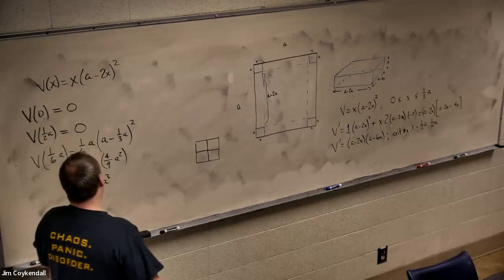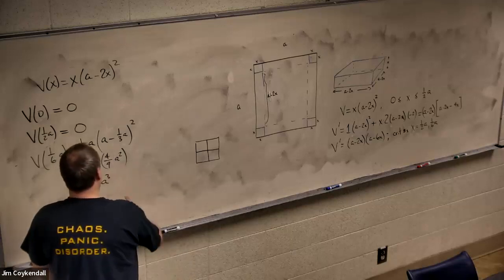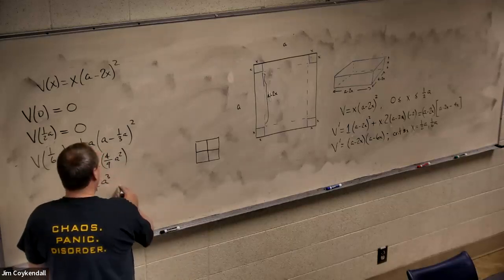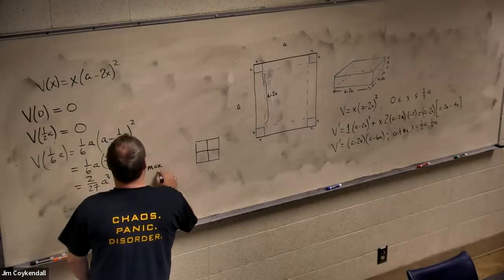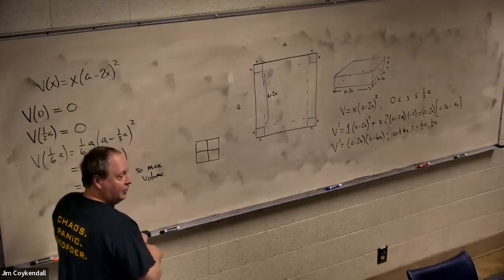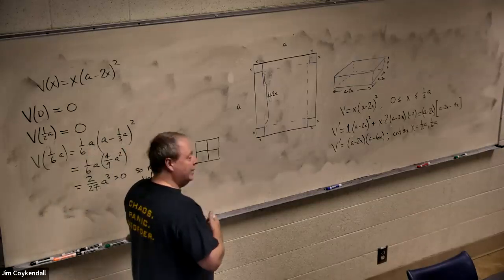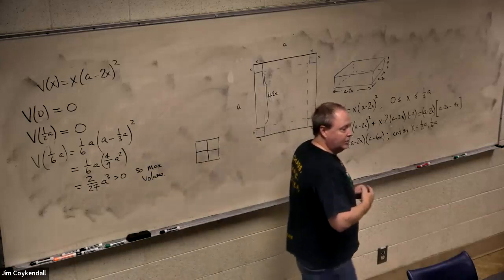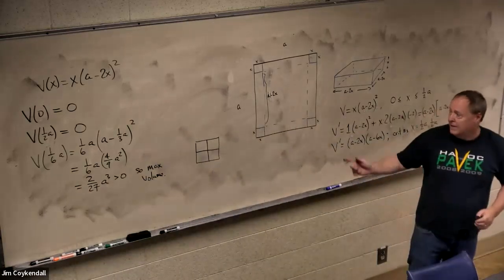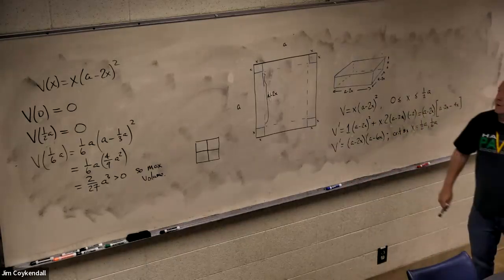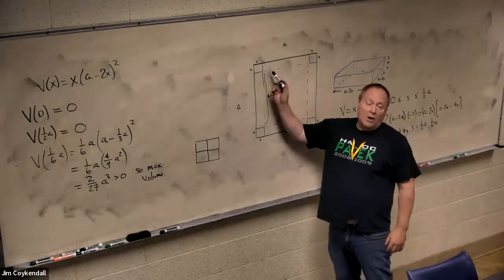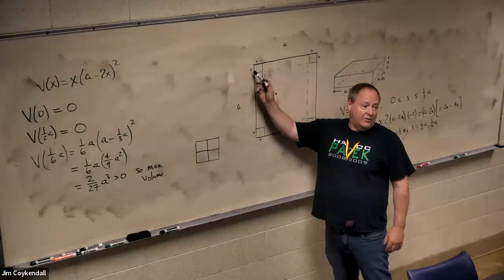Now, I don't know much, but I do know that this is a positive number. So maximum volume. To answer strictly the question asked of me, maximum volume is 2/27 times a cubed, whatever the side length is. And we do this by cutting these squares all with x equal to 1/6 of the length.